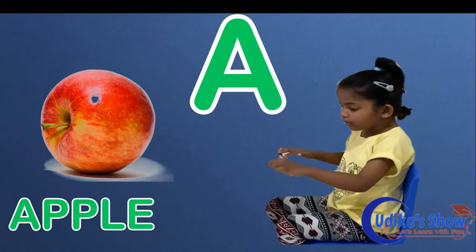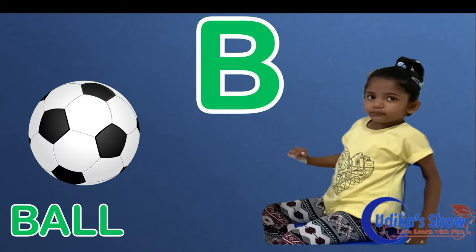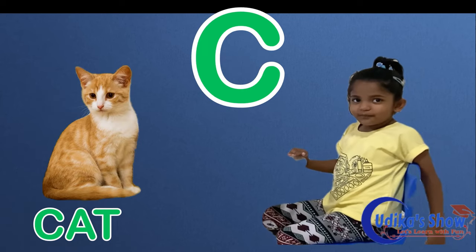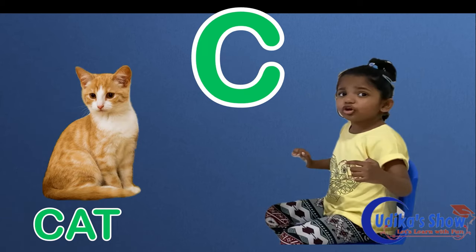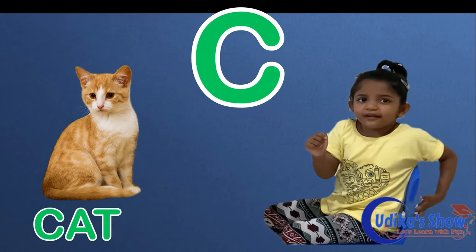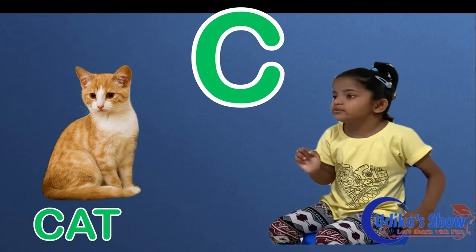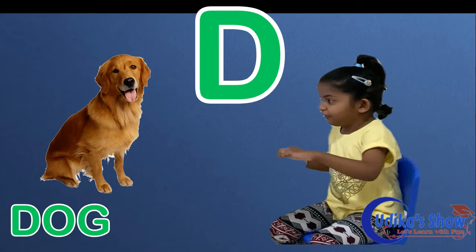Okay, A for? Apple. B for? Ball. C for? Cat. Cat say meow. Ready? Yes. Cat say? Meow, meow. It's okay, meow, meow.